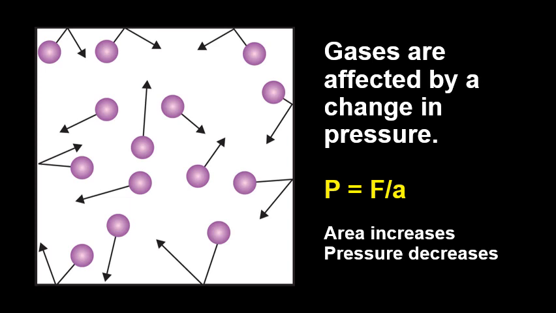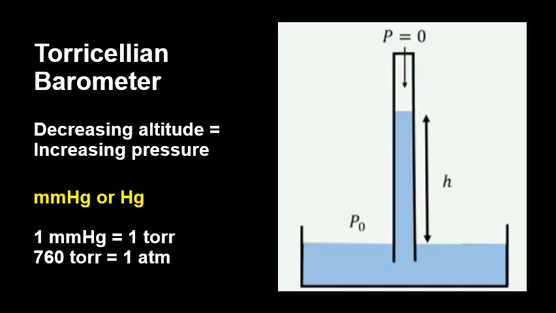When a gas particle comes in contact with the walls of a container, it exerts a force on that container known as pressure. Pressure is equal to force over area, so as area increases, pressure decreases, and vice versa. It can be difficult to measure the pressure of gases that surround us, but we can do so with a Torricellian barometer. The barometer consists of a glass tube filled with mercury sitting in a mercury reservoir. The gas that surrounds the barometer presses down on the mercury in the reservoir, forcing it up into the barometer.